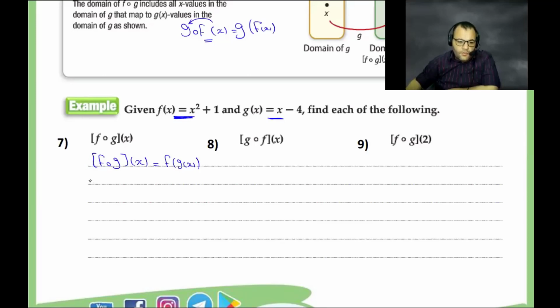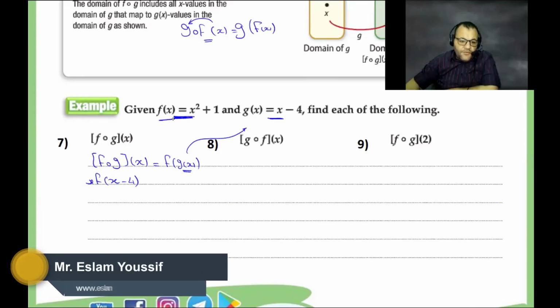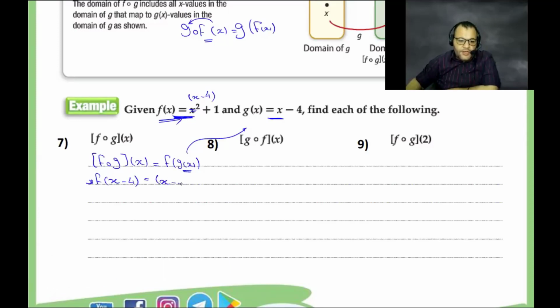It will be f of, what is the value of g of x? g of x equals x minus 4. I will just replace g of x with its value, which is x minus 4. Then for the function f of x, I will replace each x with x minus 4. So it will be x minus 4 all to the power 2 plus 1. So it will be x squared minus 8x plus 16, plus 1. The first to the power 2, minus the first times the second times 2, plus the second to the power 2, then plus 1. So the simplest form will be x power 2 minus 8x plus 17.